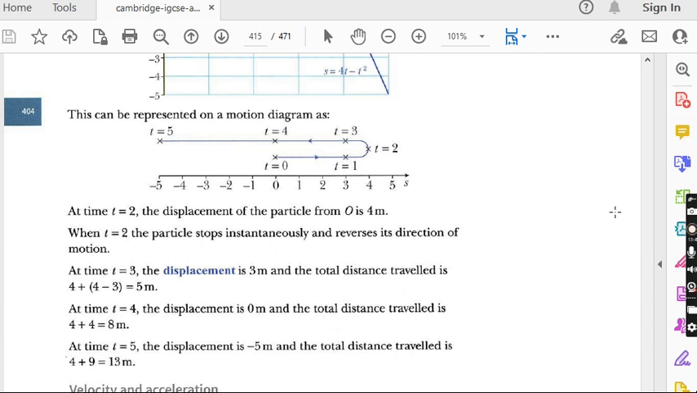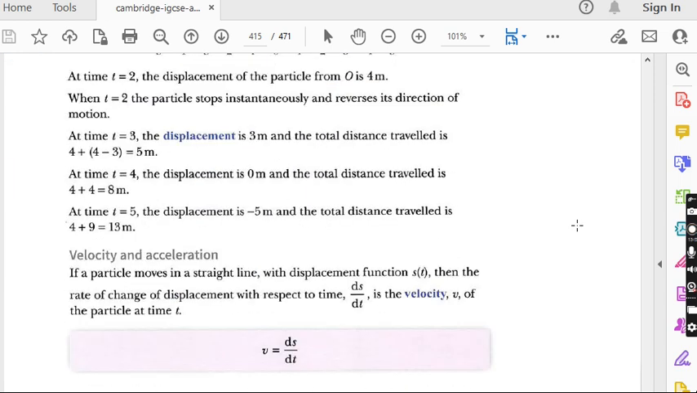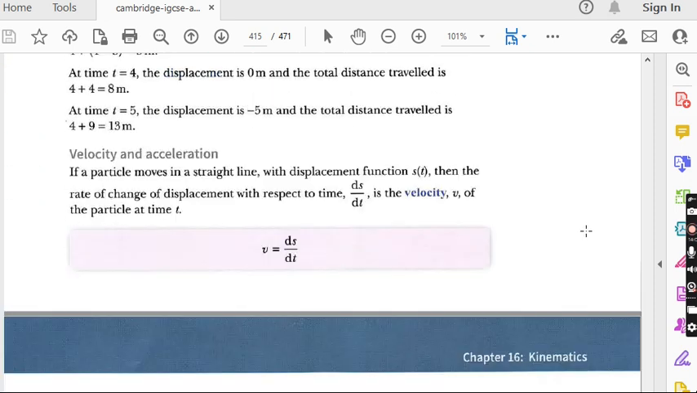This is the total distance from 0 to 5 seconds. So this is called the motion diagram. Very easy, very important.